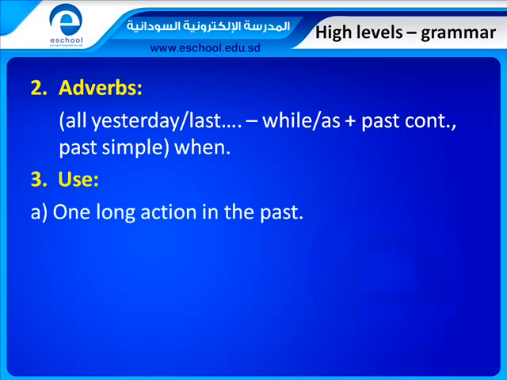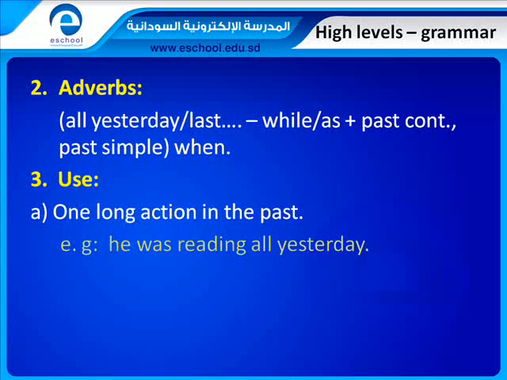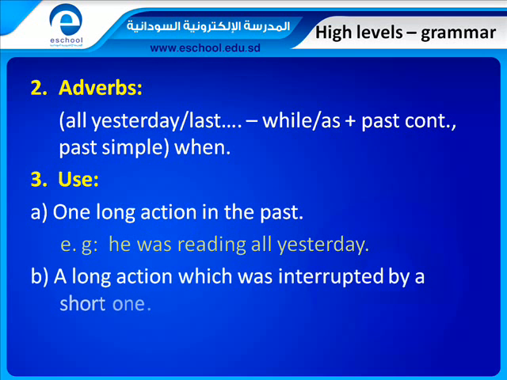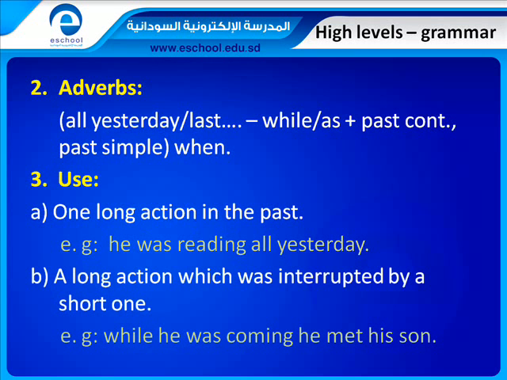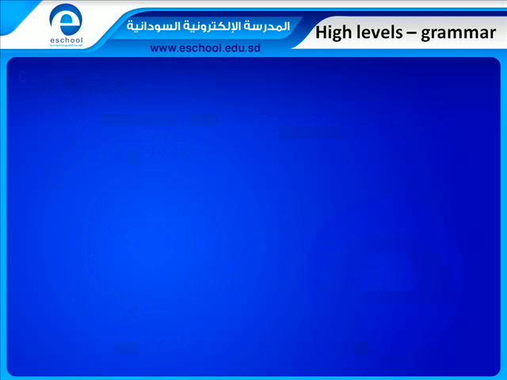Uses of the past continuous: when we have one long action in the past, like he was reading all yesterday. He is the subject, was is the helping verb, and read is the verb. We add ing. Also, a long action which was interrupted by a short one. We have two actions. Example: while he was coming, he met his son. While he was coming is the long action. Met is the short action, and it is the past simple of meet.